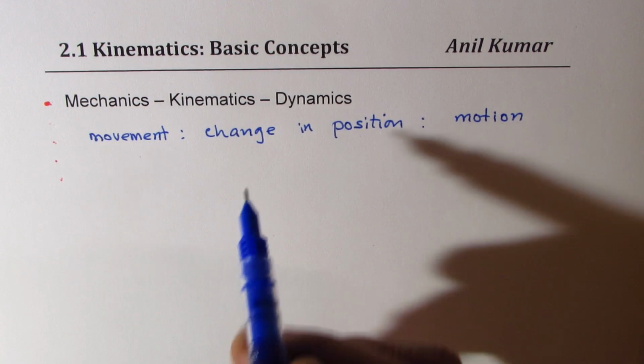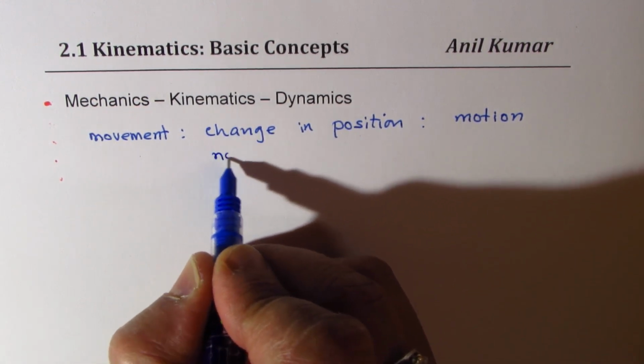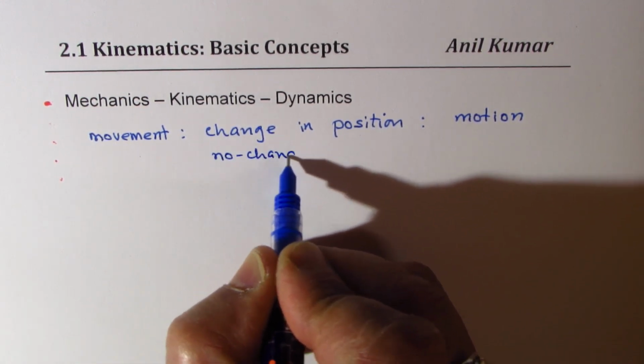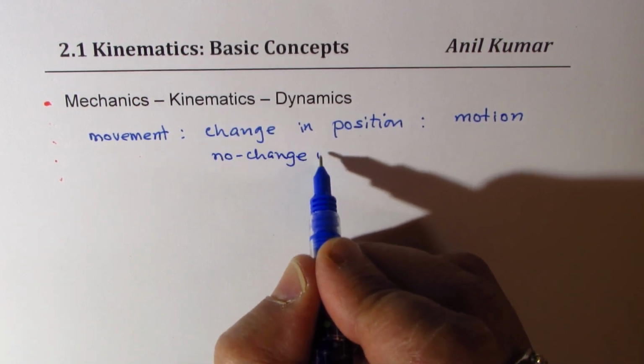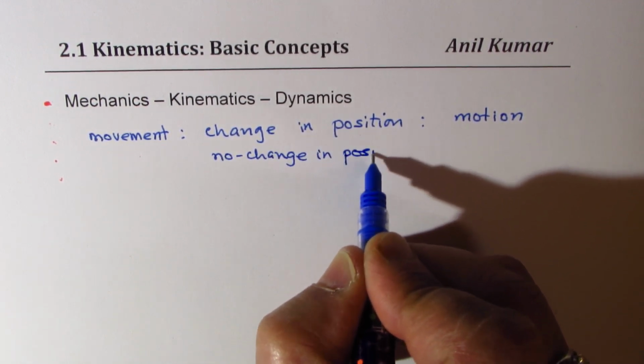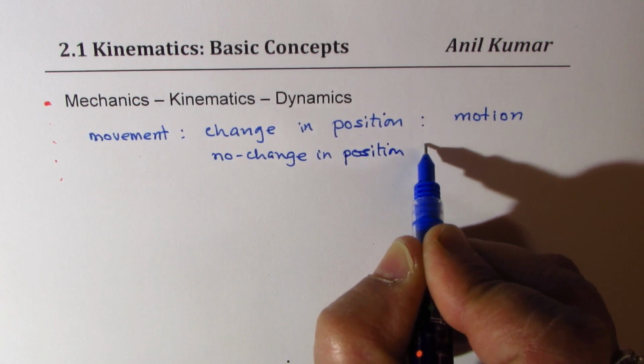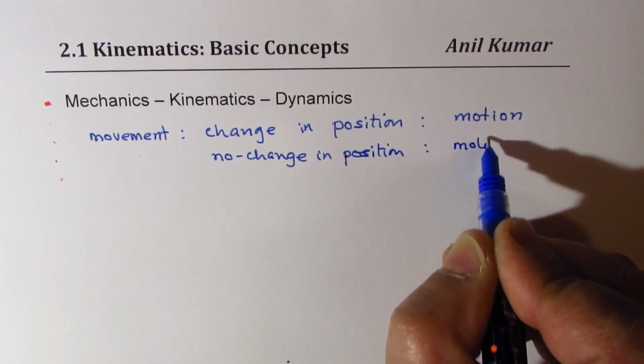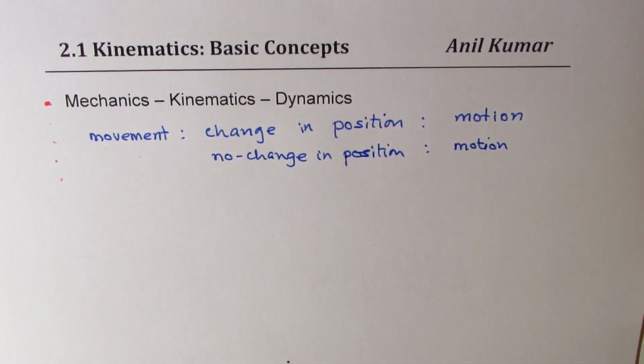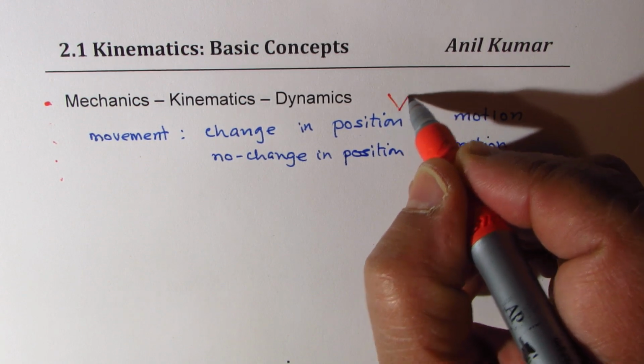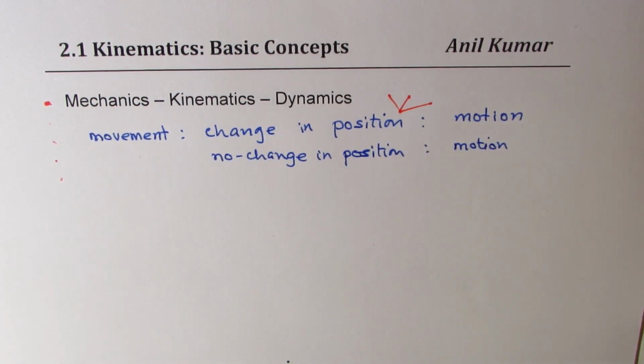Now, if there is no change in position, that is also a motion. It is a very important concept, right? So change in position could be in any direction. Right? It could be in any direction. There may not be any change. Even then, we'll consider that to be a motion.